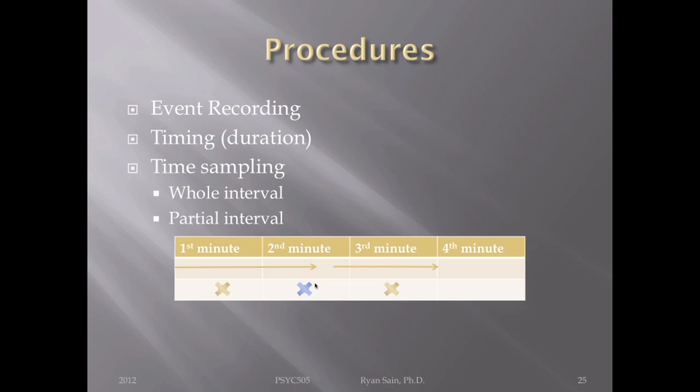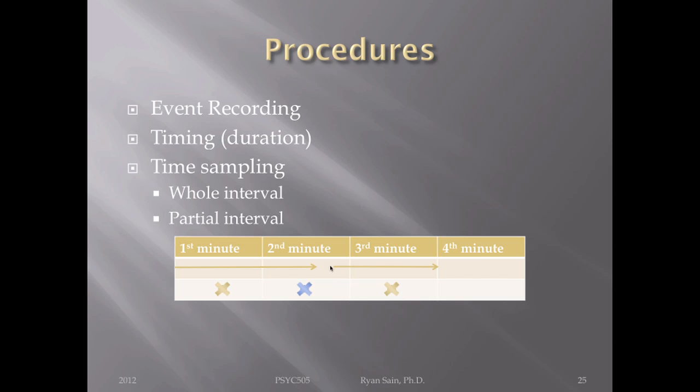So now with the partial interval, we got all 3. The behavior occurred at least once during that interval. So now we're overestimating it, because this would assume that the behavior went for 3 total minutes. With the whole interval, we assume the behavior only went for 2 minutes, so we're underestimating. Here, it looks like the behavior's gone for 3 minutes, but in reality, we're short 20 seconds here. The behavior did restart within that second interval, but it didn't go for the whole interval.